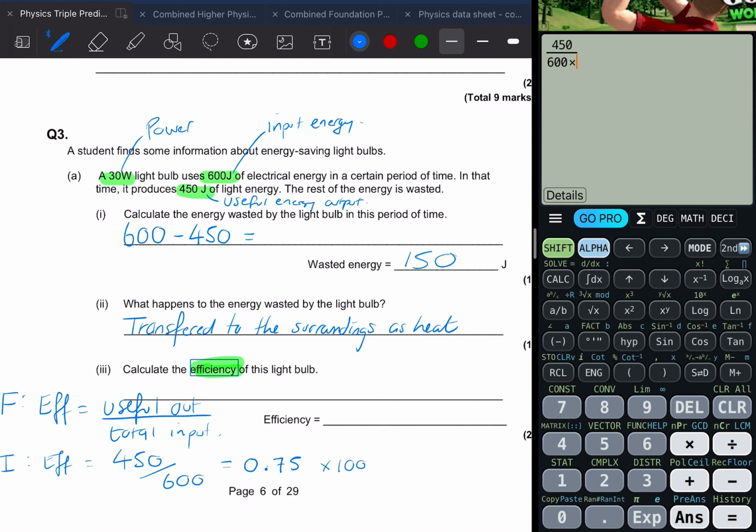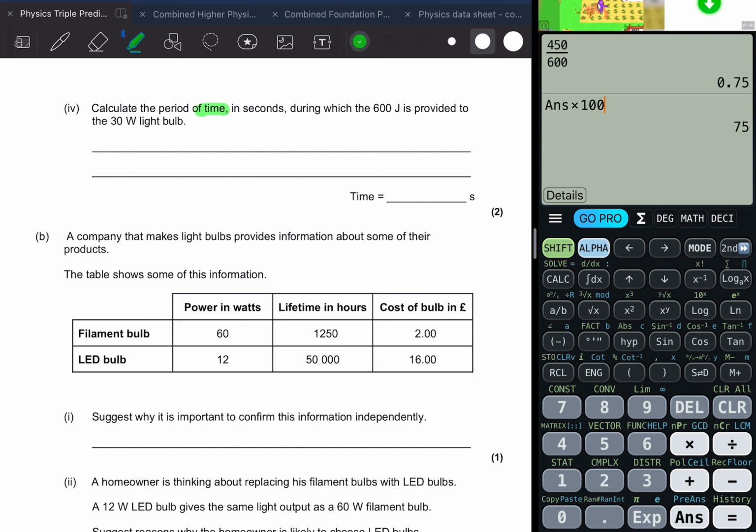Make sure you get the answer first, and then you multiply the answer by 100, which is going to give us 75%. You would be allowed 0.75 as an answer, but 75% is okay as well. Let's move on. So calculate the period of time. Another calculation. So time during which the 600 joules is provided to the 30-watt light bulb.